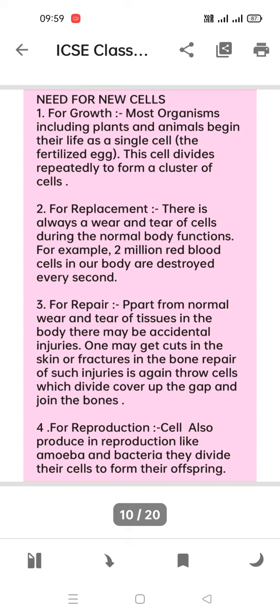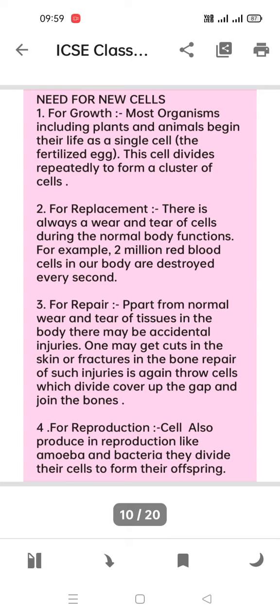So like this, we need new cells. It has many functions: for growth, for replacement, for repair, for reproduction. As I told you, why is it for growth? Because most organisms, including plants and animals, begin their life as a single cell, that is the zygote or the fertilized egg. This cell divides repeatedly to form a cluster of cells. For replacement, there is always wear and tear of cells during normal body functions.